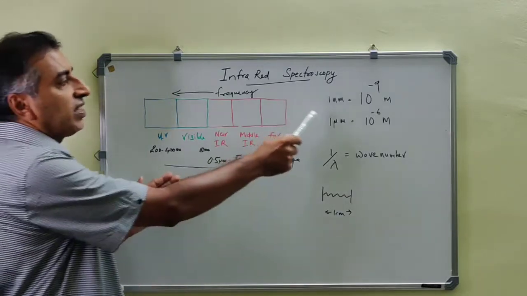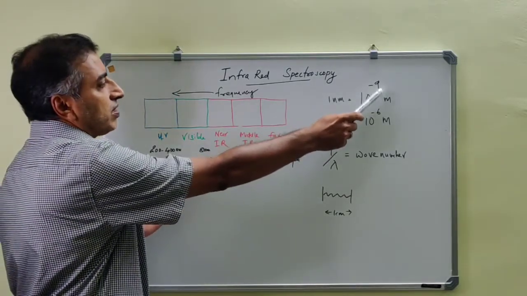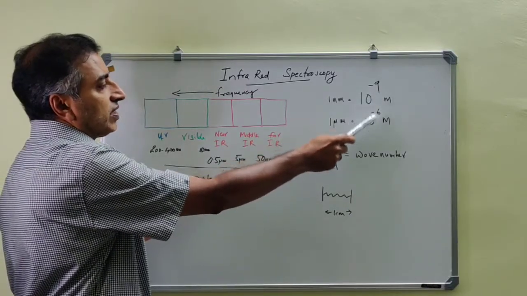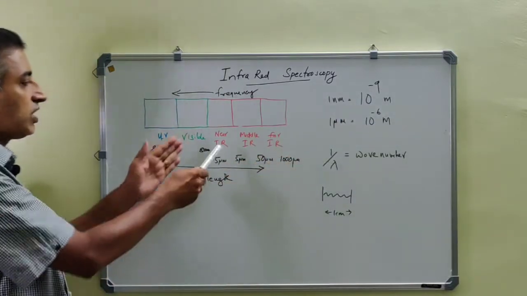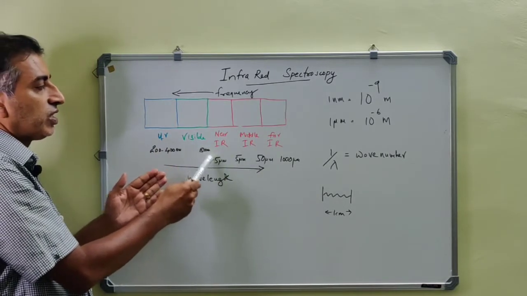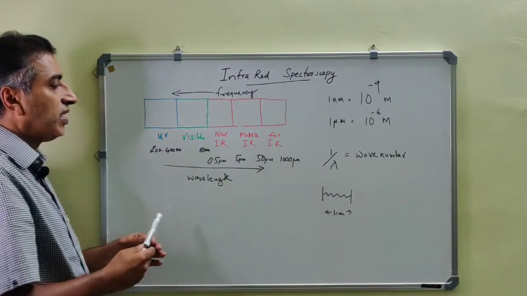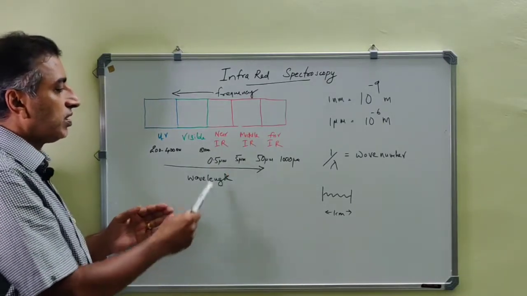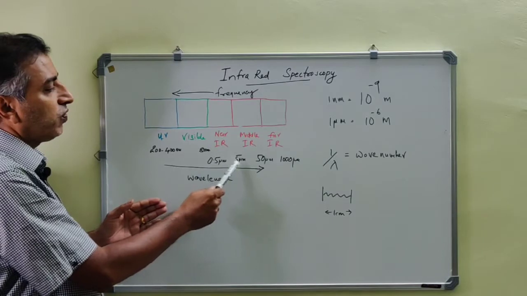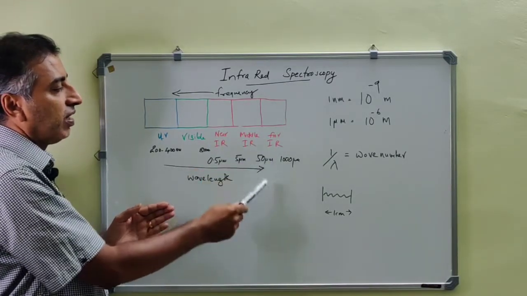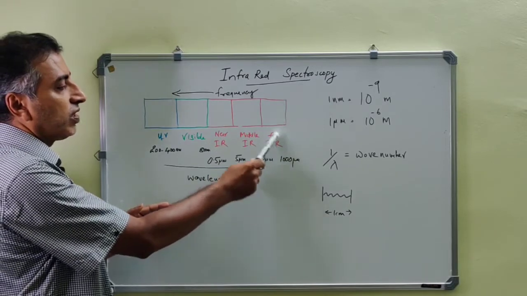We can see here, 1 nanometer is 10 raised to minus 9 meter, and 1 micrometer is 10 raised to minus 6 meter. So you can see it is higher wavelength. A set of radiation which is higher in wavelength than visible radiation is infrared radiation. Since we are counting in micrometer, from 0.5 to 5 micrometer is the near, 5 to 50 micrometer is the middle, and 50 micrometer to 1000 is the far infrared.